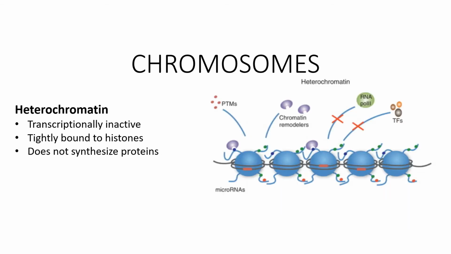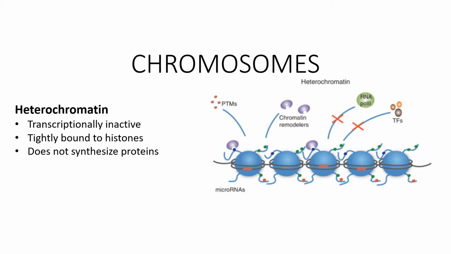Heterochromatin. What is heterochromatin? Any particular segment of a chromosome that is transcriptionally inactive is called heterochromatin. What is transcription? Again, transcription is the process by which DNA synthesizes mRNA or messenger RNA. It is tightly bound to the regulatory proteins that are present in the chromosome.